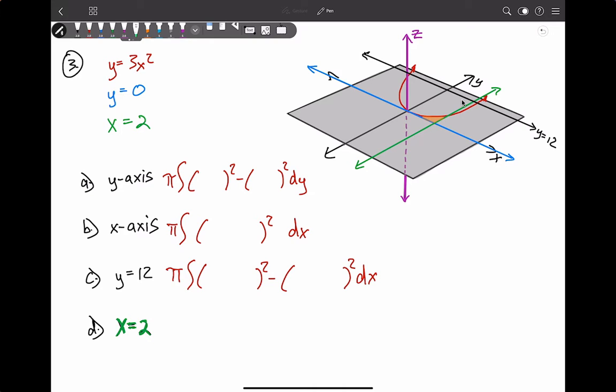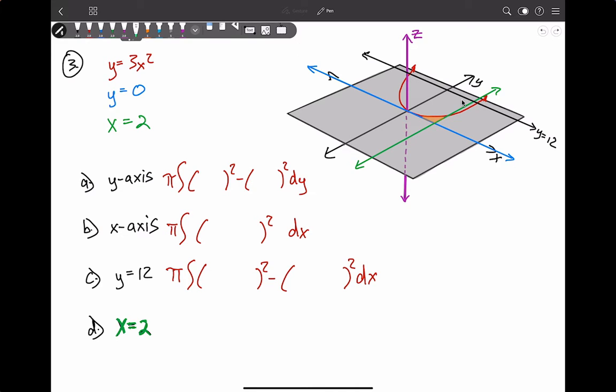Okay, so x is equal to 2. It's going to come out of the page and kind of dip back around. So it's hugging the axis of revolution. That means the entire area is touching this axis of revolution. There are no gaps between the area and the axis of revolution. So therefore, this is going to be a disk method.